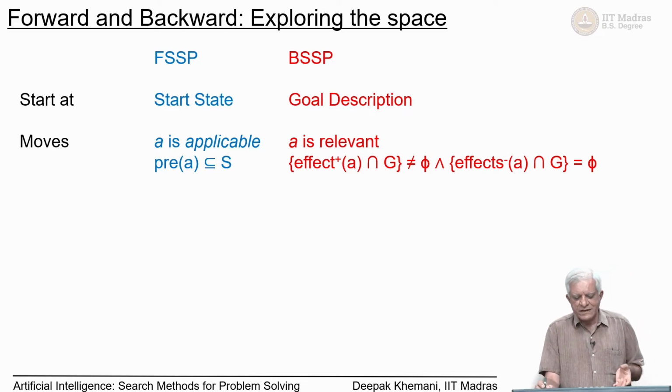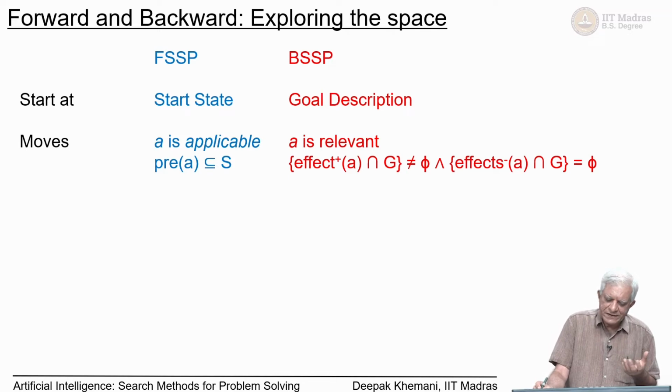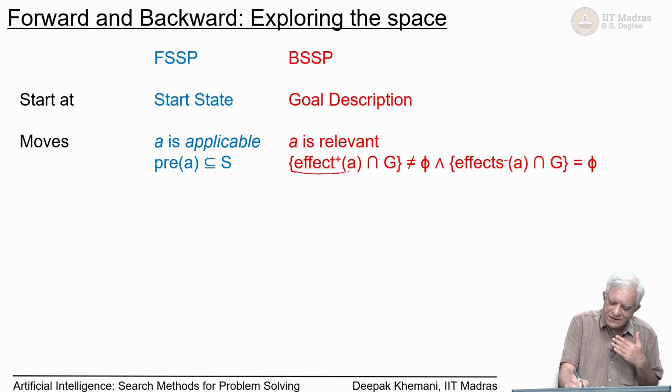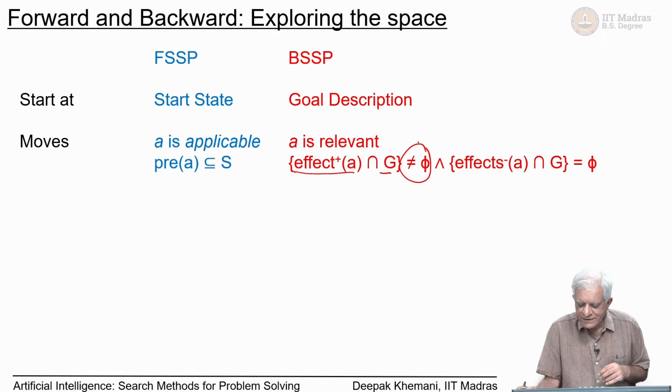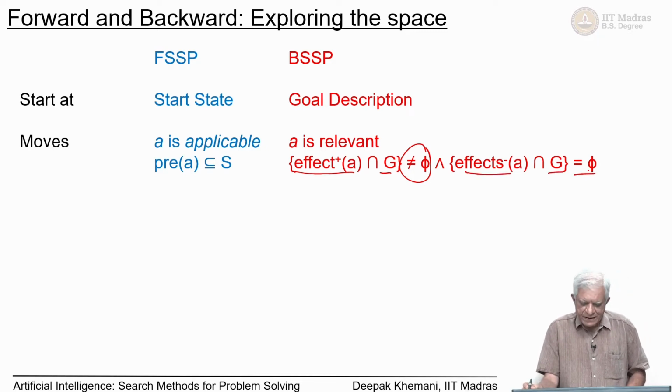Applicability can be checked quite easily: the preconditions of those actions must be true in the state S, which can be checked by saying that the set of preconditions is a subset of the description of the state S, which is a set of predicates. And action A is relevant if the intersection of the positive effects of the action A and the goal that you are trying to achieve is non-empty, not equal to the empty set, which means it produces at least one predicate in the goal set, and it must not delete anything from the goal set. So, the intersection of the negative effects and G must be empty, and then action A is relevant.